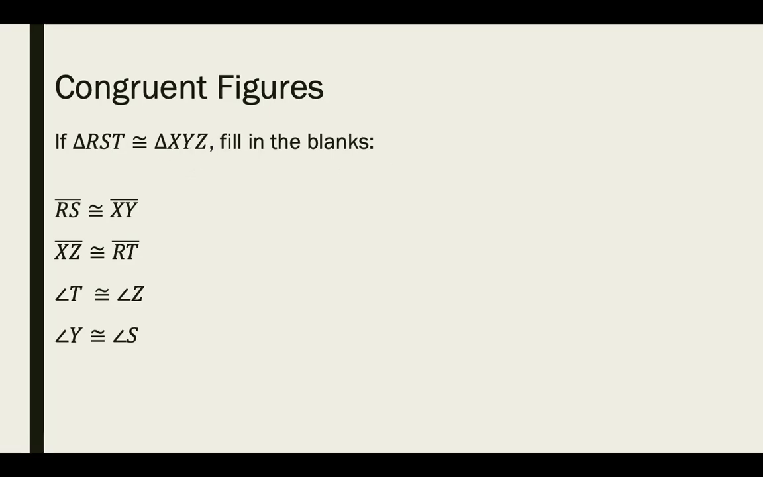And then lastly, we have some congruency statements. If we look at TSR, these would go T, then S, then R. We would need to follow the same pattern for this triangle. So Z, then Y, then X. And lastly, here we have YZX. That goes second letter, third letter, first letter. So to complete our congruency statement, we need to go second letter, third letter, first letter.